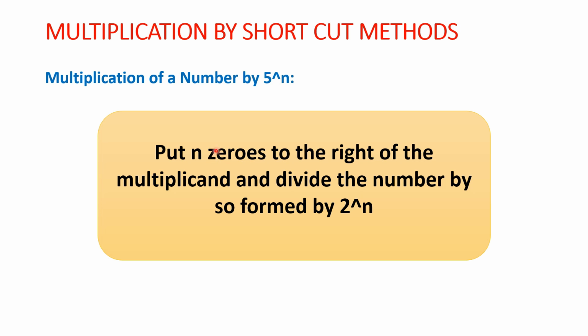In that case, we have to put n number of zeros to the right side of the multiplicand, and we have to divide the number by 2 power n. If 5 square is the given thing, then we have to divide by 2 power 2. And if it is 5 power 3, then we have to divide the number by 2 power 3. First, we put n number of zeros to the right side of the multiplicand, and then we divide the number by 2 power n.